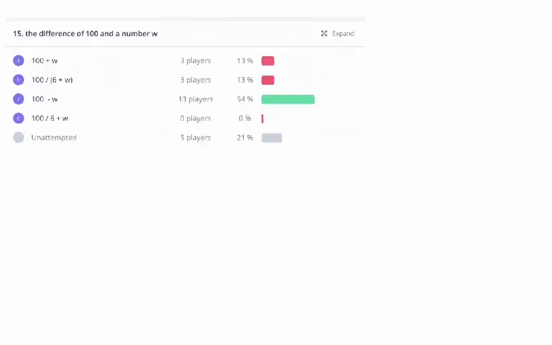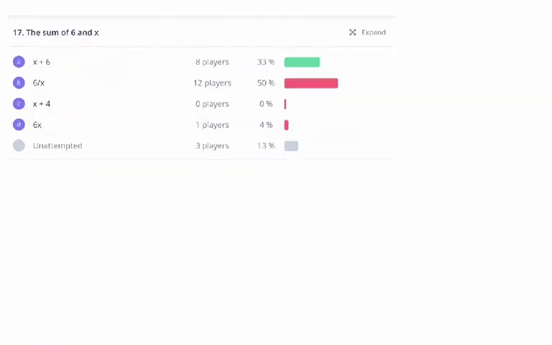When we're finding the difference between two numbers, the difference means that we are going to subtract. So when you see the word difference, that helps you know that you're going to subtract. The sum, S-U-M, is the answer to an addition problem. So that means we are going to add the 6 and the x. So 6 plus x, or x plus 6.